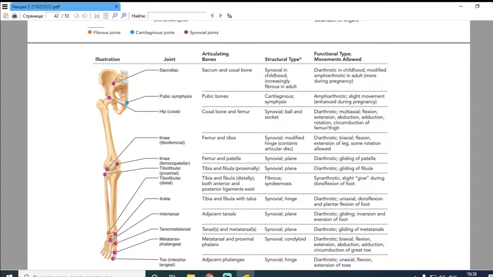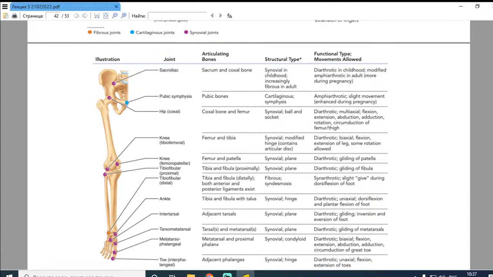For example, the hip, coxal joint, two bones, coxal bone and femur, synovial ball and socket, diarthrotic, multiaxial, and other movement: flexion, extension, adduction, rotation, and others.